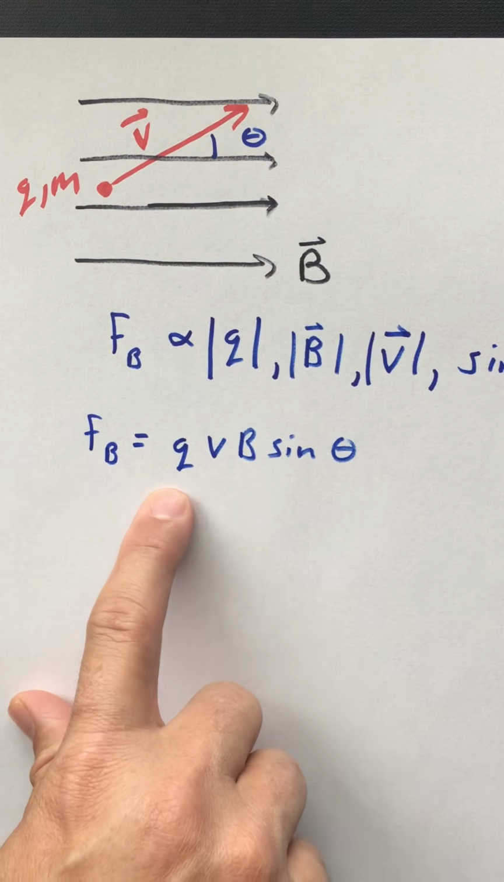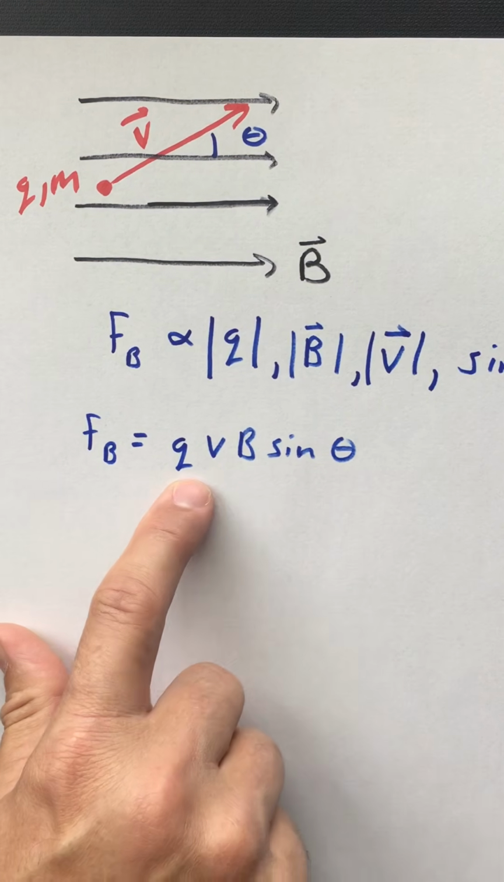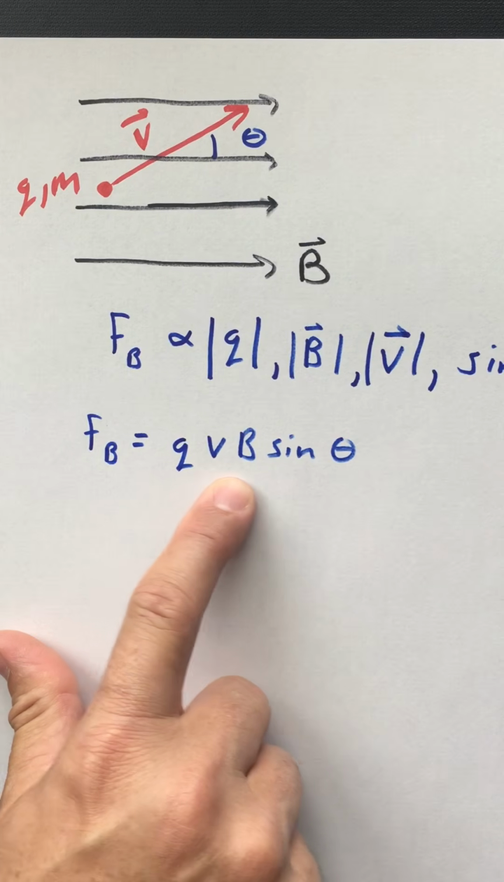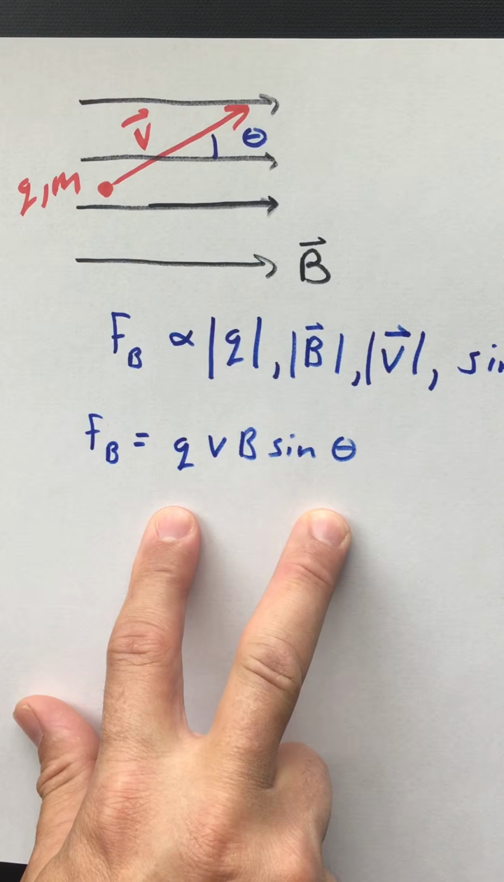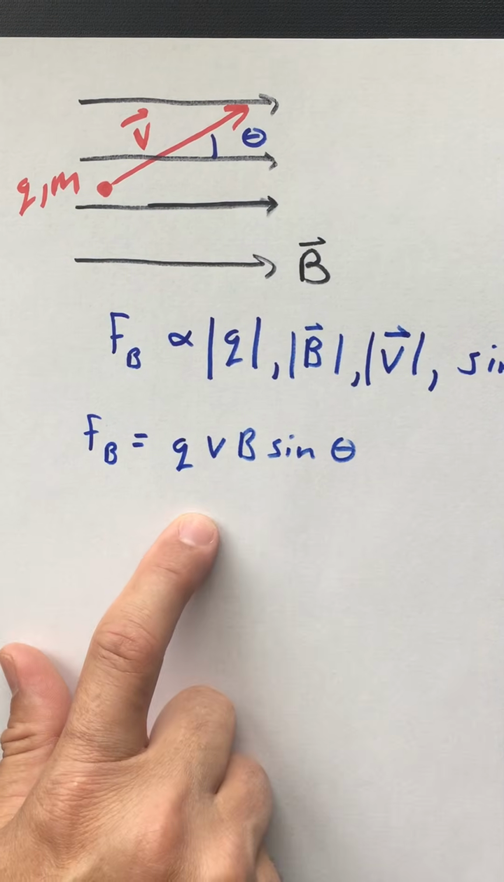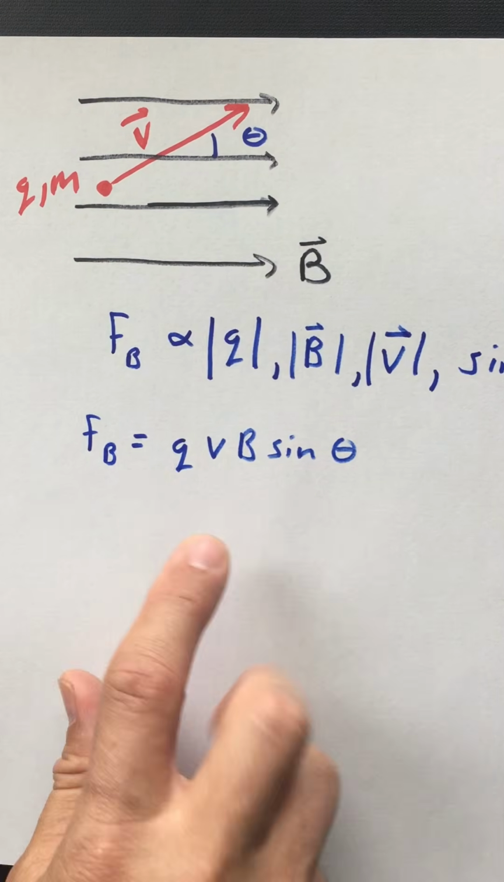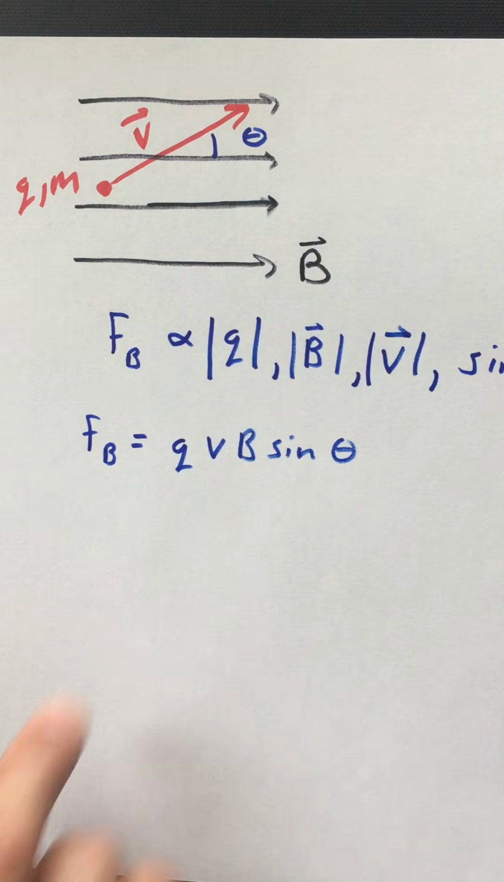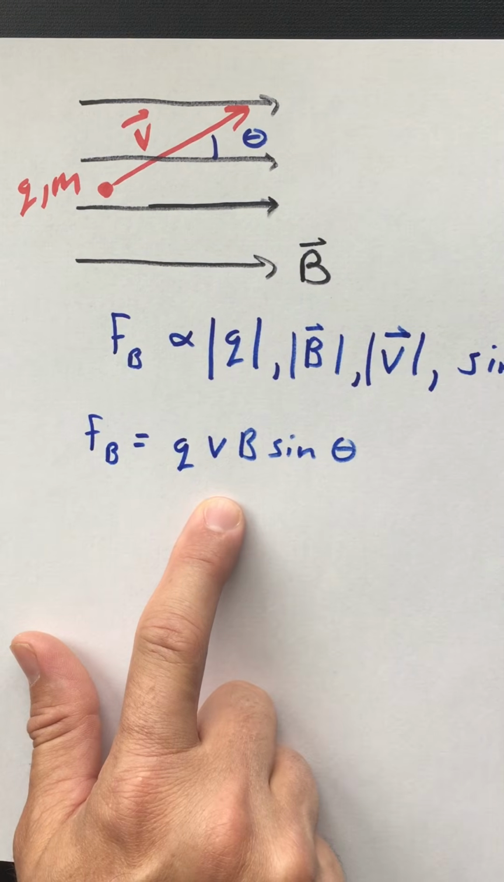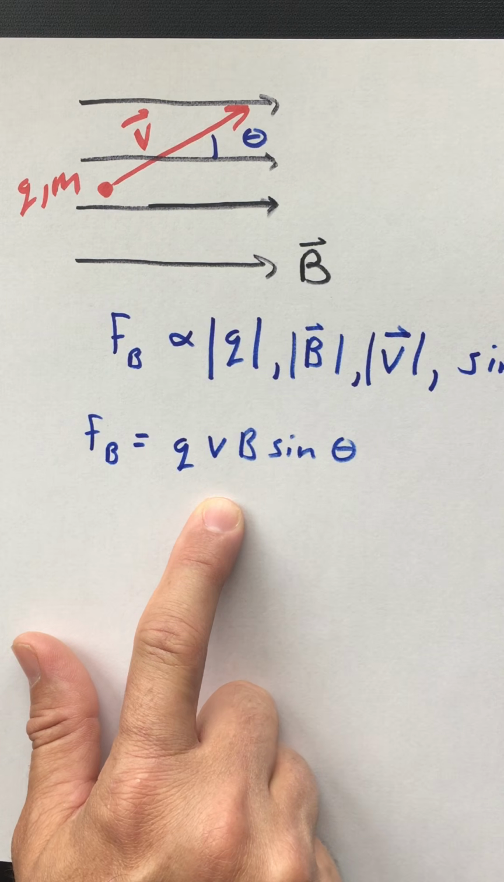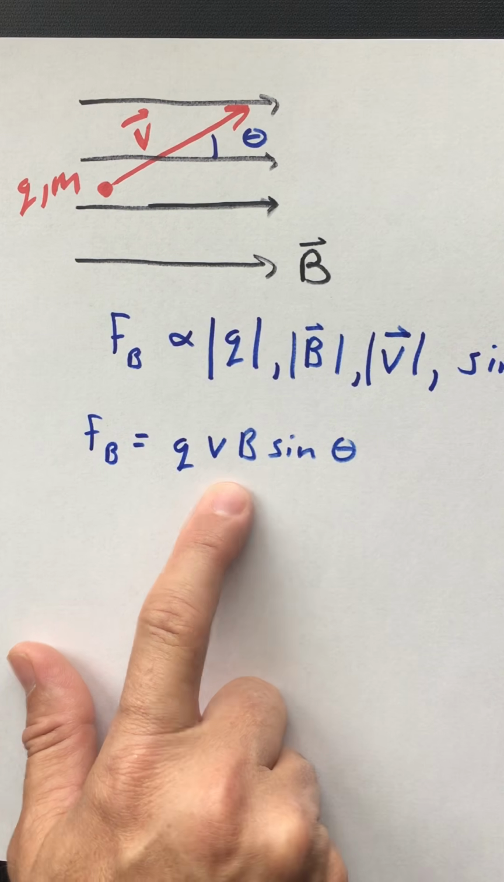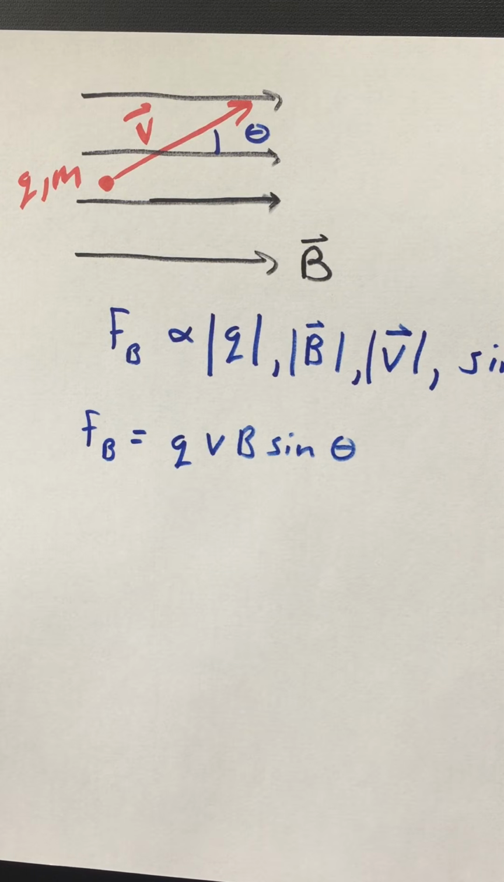So I'm always going to write QVB sine theta. The V and the B are going to appear in this order, even though in this magnitude equation, order shouldn't matter, and it doesn't matter in a magnitude. Multiplication is commutative. But what's going on behind this is a vector multiplication, which is not commutative. So I've got to be really careful. So I'm going to write it like this, and I would encourage you to do the same.